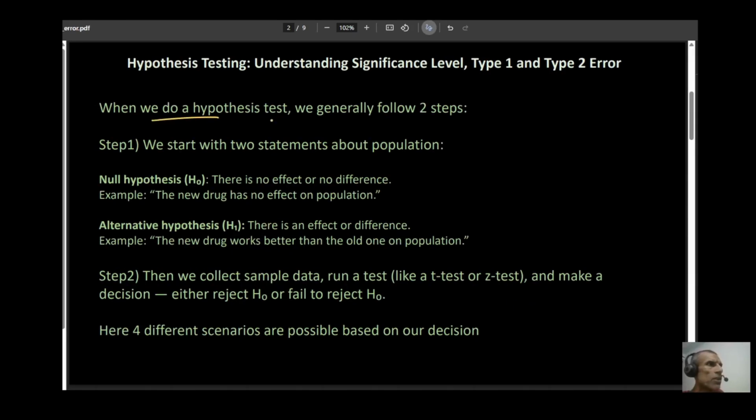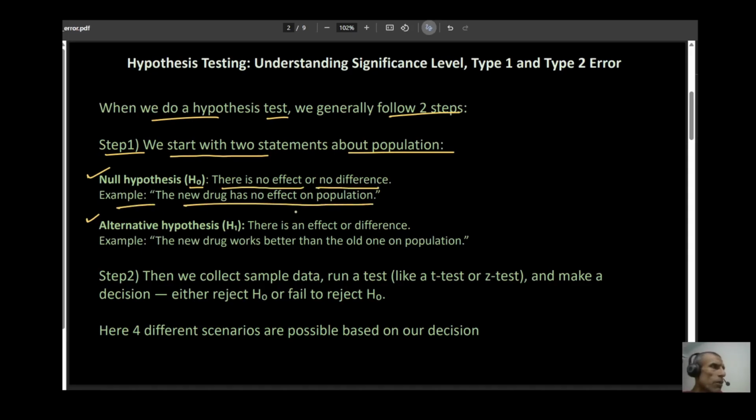So, when we do a hypothesis test, we generally follow two steps. Step number one is we start with two statements about the population. You have a null hypothesis and you have an alternative hypothesis. Your null hypothesis, denoted by H0, says that there is no effect or no difference. For example, the new drug has no effect on the population. That could be your null hypothesis. Your alternative hypothesis, generally denoted by H1 or HA, would say that there is an effect or there is some difference. For example, the new drug works better than the old one on the population. So this is your step one.